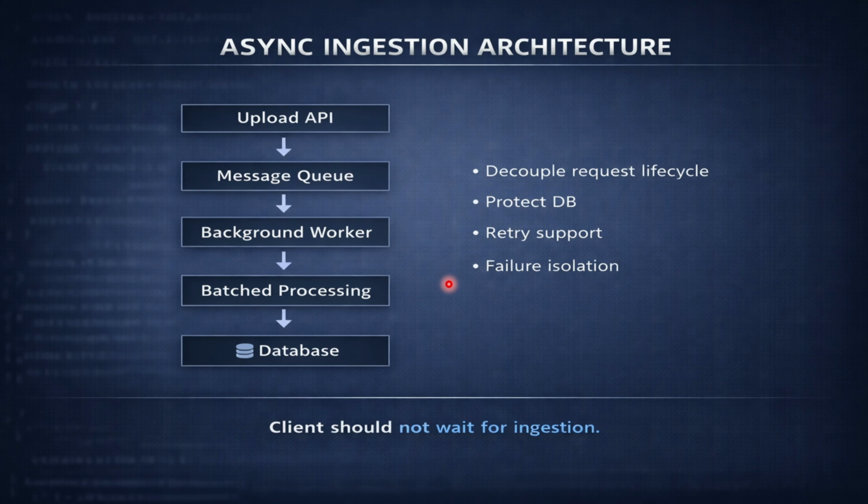And that's where async ingestion architecture comes into the picture. In this one, whenever we upload a large file or large data set to the API, a message queue comes into the picture. Databases cannot handle unlimited continuous writes, so here's the real issue. What if the client waits until 1 million rows are inserted?